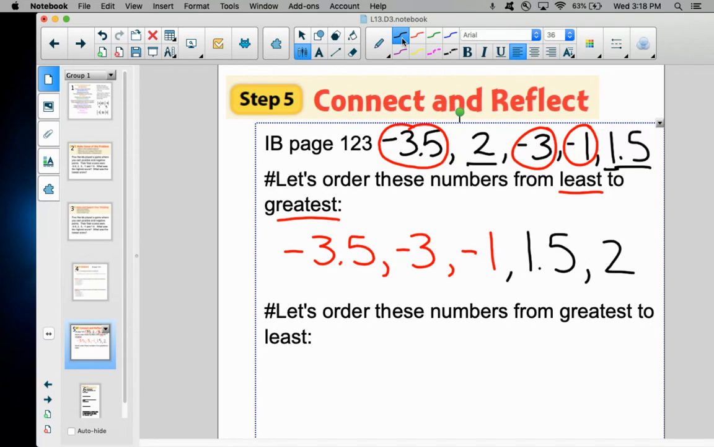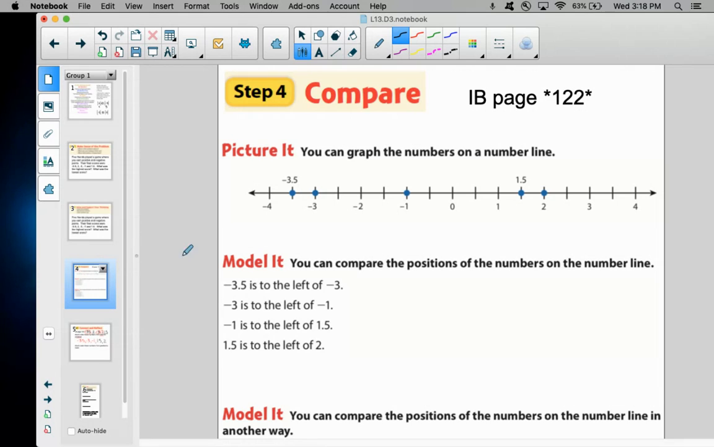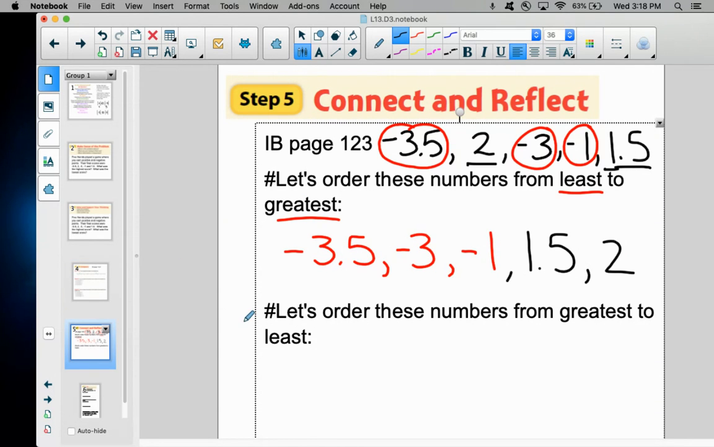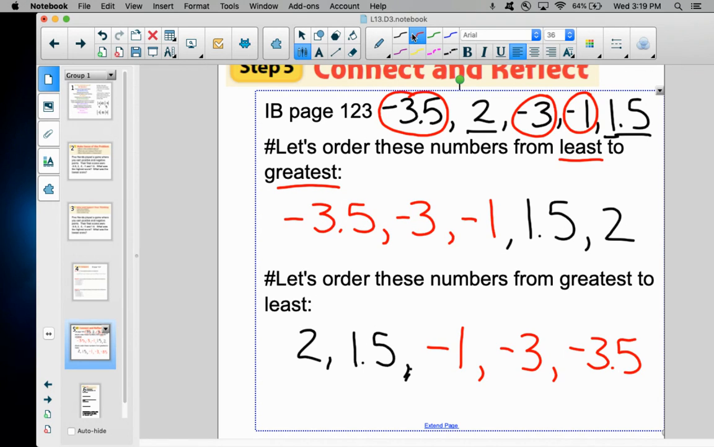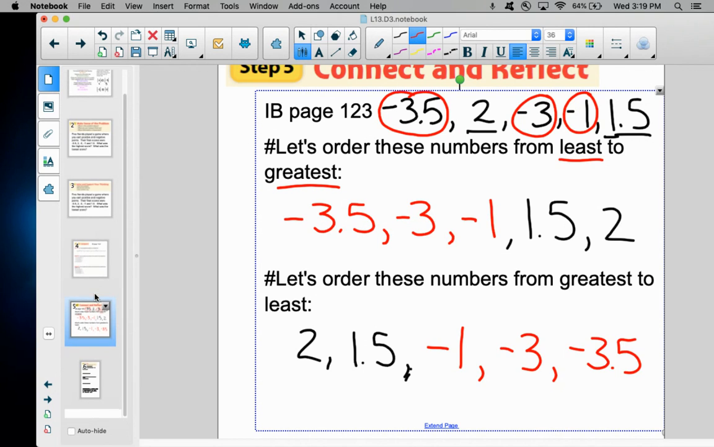So you noticed my list of numbers here, if we went back to our number line, would just be looking at these numbers: -3.5, -3, -1, 1.5, and 2. So if you're ordering from greatest to least, I would then start with my positive numbers. And once we've written it in order from least to greatest, it's the opposite when we're going from greatest to least. And then once I take care of all of my positive numbers, I would then think, okay, which one is greater? -1 is greater because it's closer to 0. -3 is a little bit smaller because it's farther away from 0. And -3.5 is the smallest because it's the farthest away from 0. So hopefully that makes some sense.